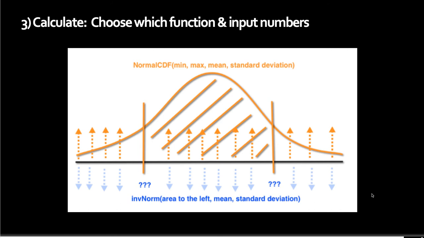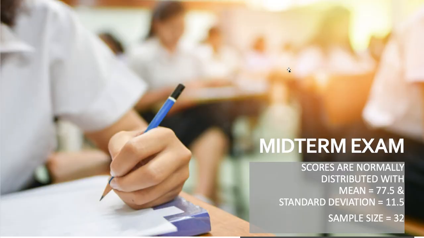We will calculate. We will choose based on whether what we want is above the belt in orange, we'll choose normal CDF, or below the belt in blue, we'll choose inverse norm, and we have exactly the same inputs, except our standard deviation is now for the sampling distribution. And so that will be this population standard deviation divided by the square root of n.